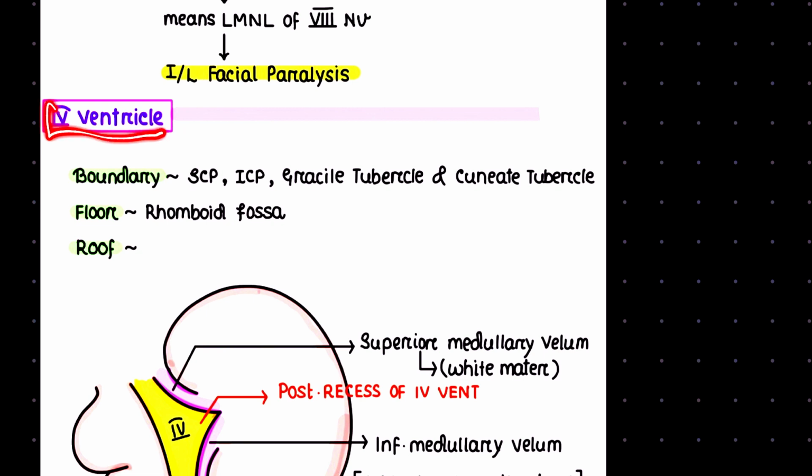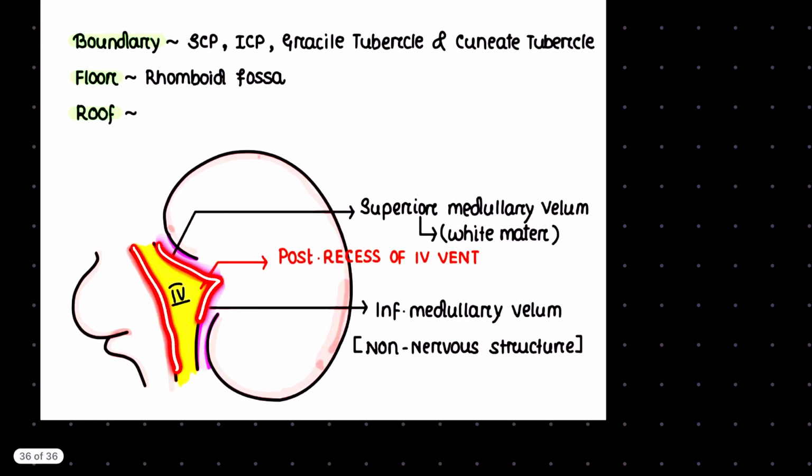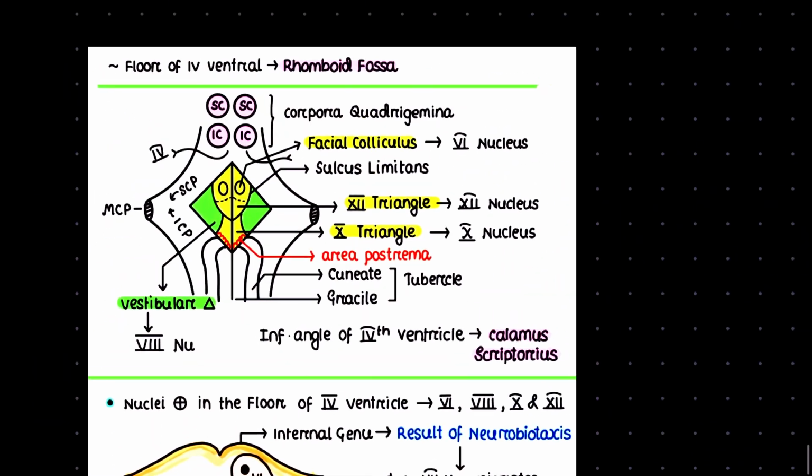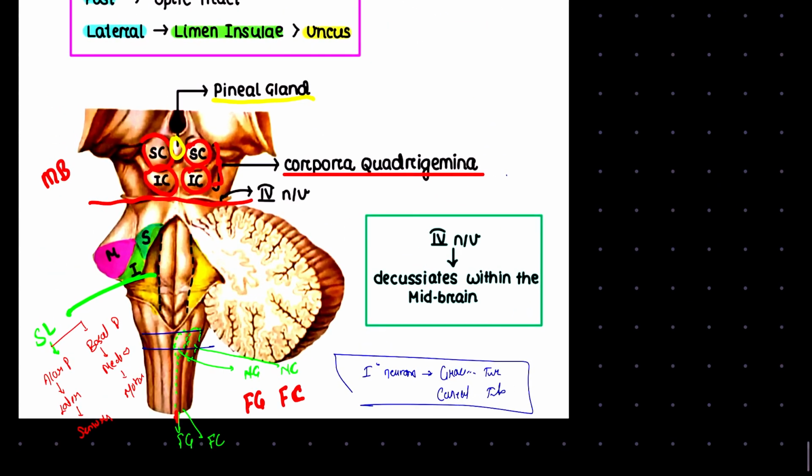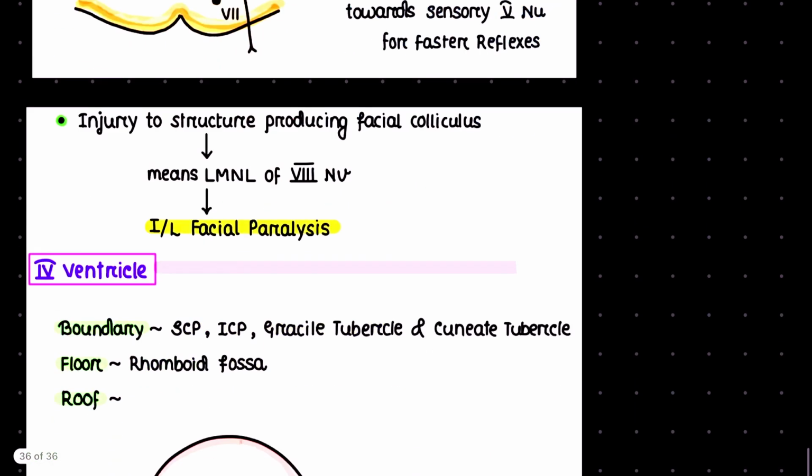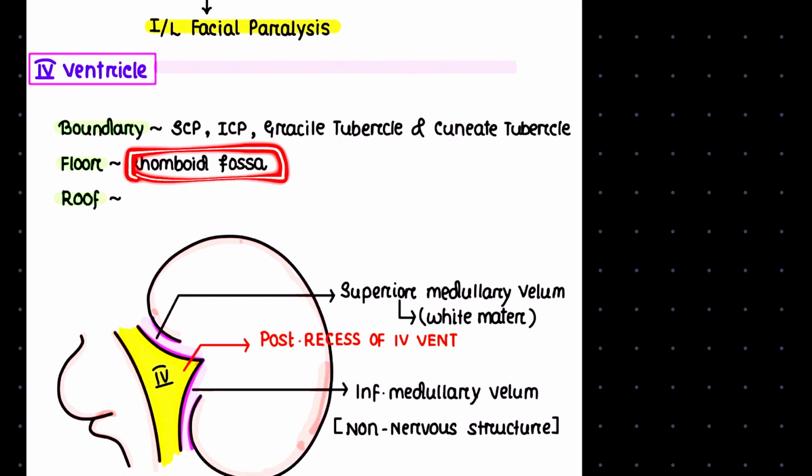This is our fourth ventricle. In front you can see this is our pons, this is our medulla oblongata, and behind we have the cerebellum. Talking about the fourth ventricle, we already talked about the content of its floor. Talking about the boundary, we already discussed the superior cerebellar peduncle, inferior cerebellar peduncle, gracile tubercle and cuneate tubercle in this diagram. These are our boundaries. Talking about the floor, the rhomboid fossa, we already discussed that also.